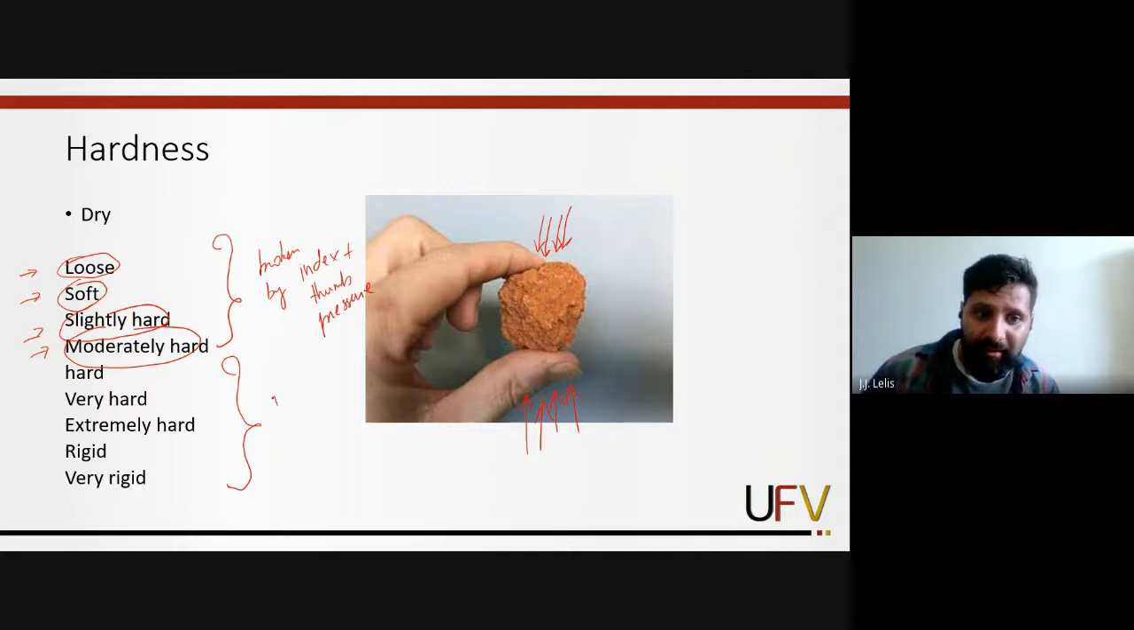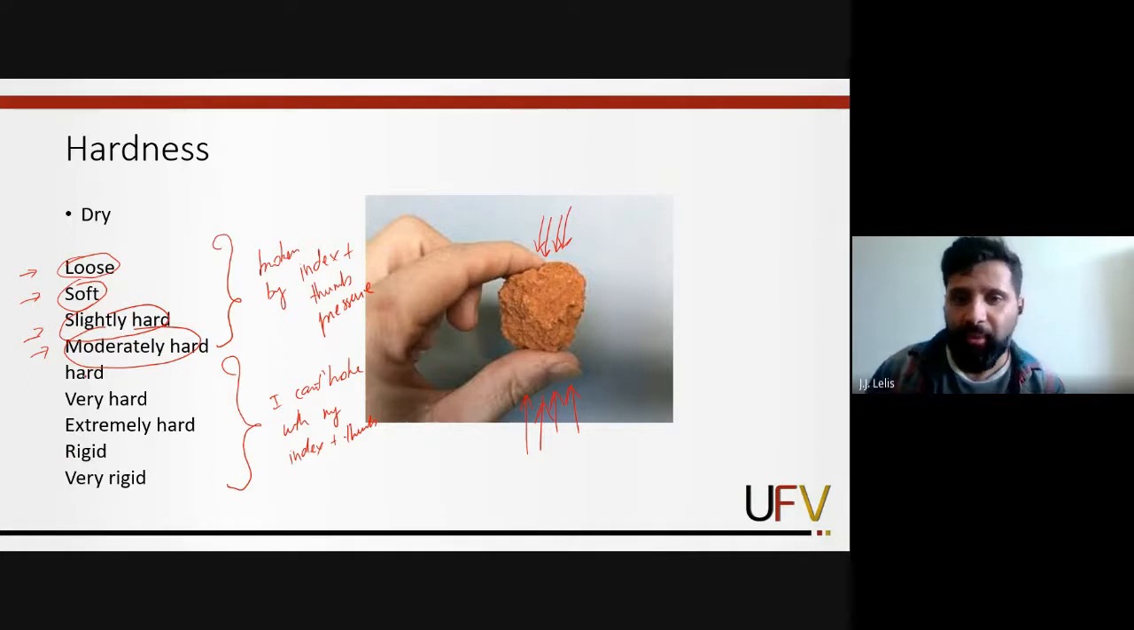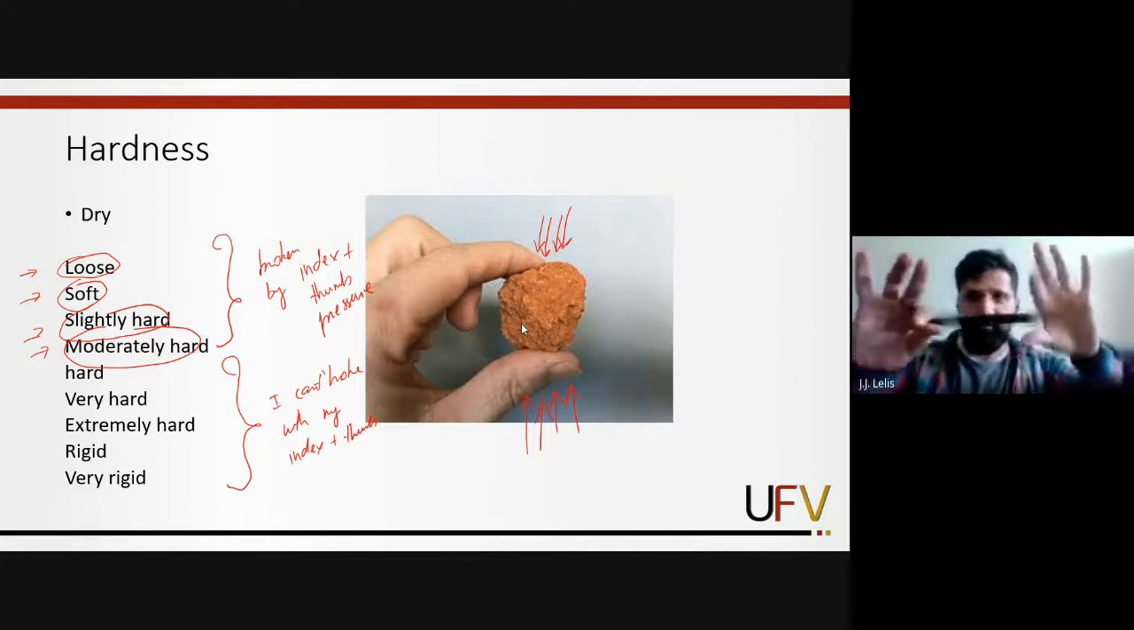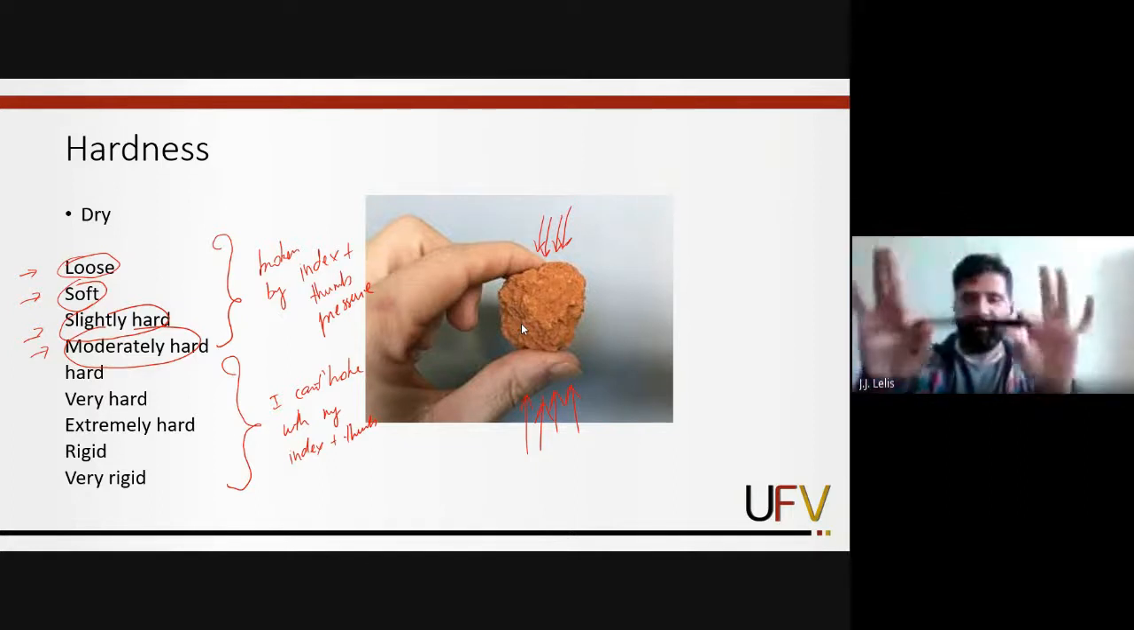If I can't break it with my index finger and my thumb, I should classify between them. If I can't break this material, this aggregate, with just these two fingers, I will use both hands. I just need to catch the aggregate with my two hands, and I use this movement.